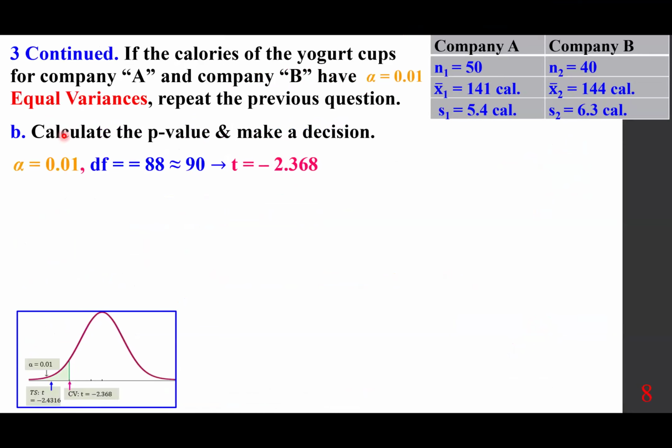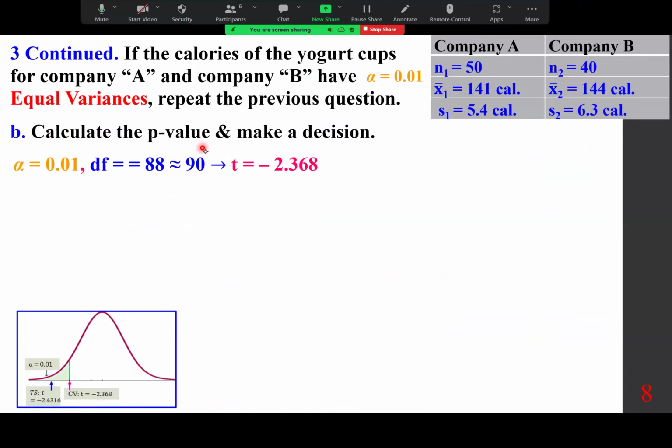We are going to continue with the same question, finding the p-value and making a decision. And remember, 88, we went with 90 roughly. Degrees of freedom is 90. The test statistic is negative 2.4316. I refer you to the table. Go ahead and look at the t-table when you have time. It's between this number, which doesn't exist, and these two numbers.